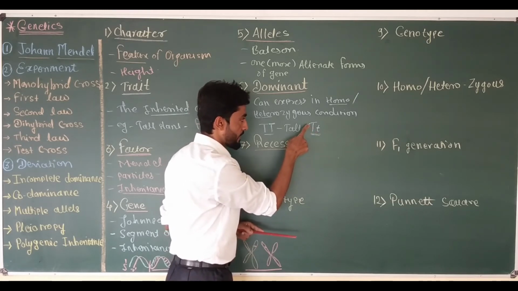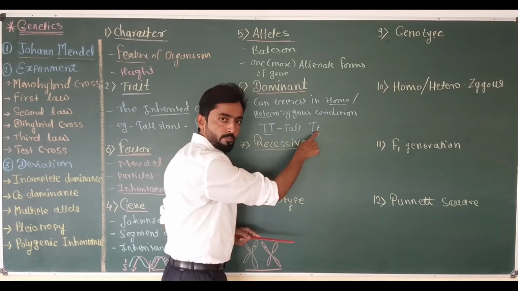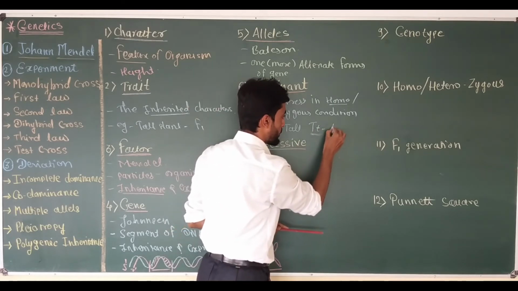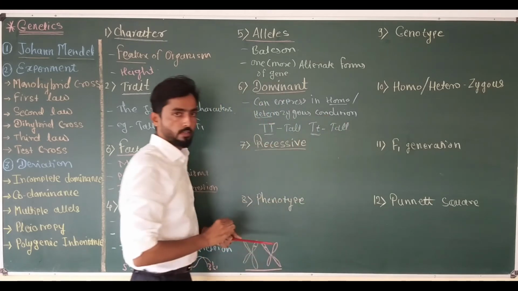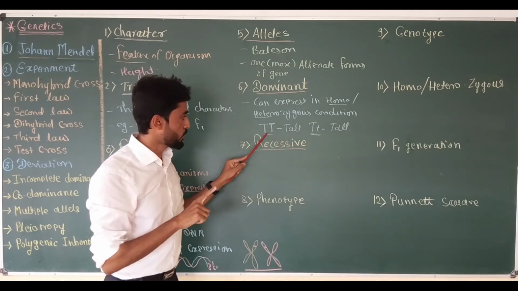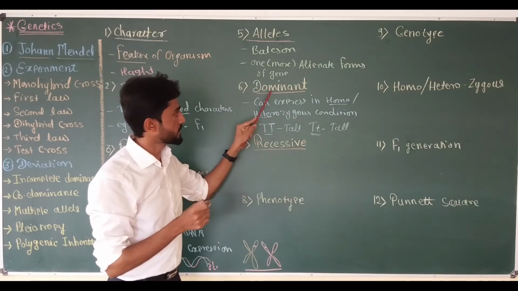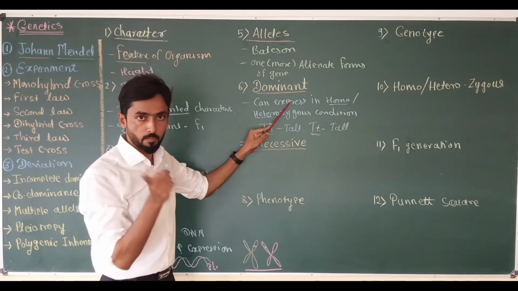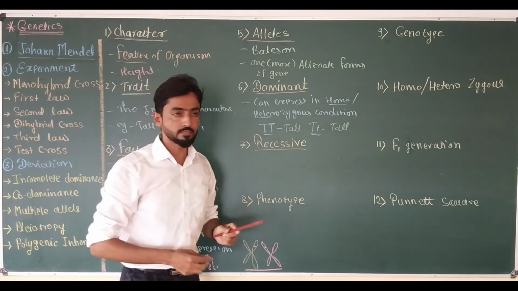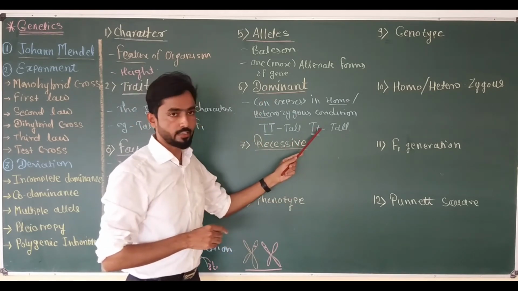In that case, this capital T, or dominant allele, will suppress the effect of the dwarf or recessive allele. In that case, the plant height will become tall. Okay, so the height remains the same, tall, but the genotype changes. One is homozygous, another is heterozygous. Okay, so this capital T is nothing but the dominant allele which can express in both conditions. It can express in capital T, capital T, that means homozygous condition, as well as in heterozygous condition, that is capital T, small t.